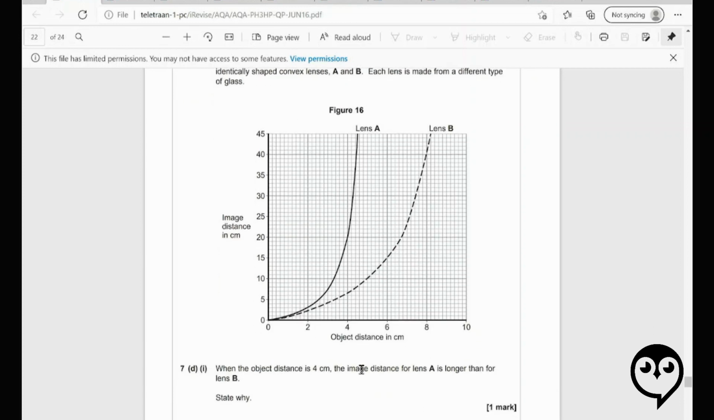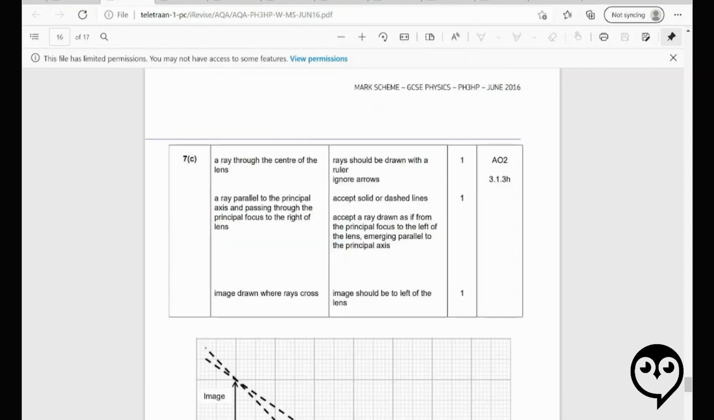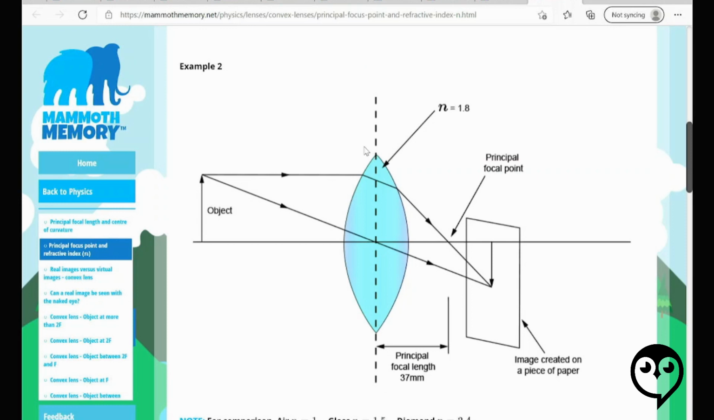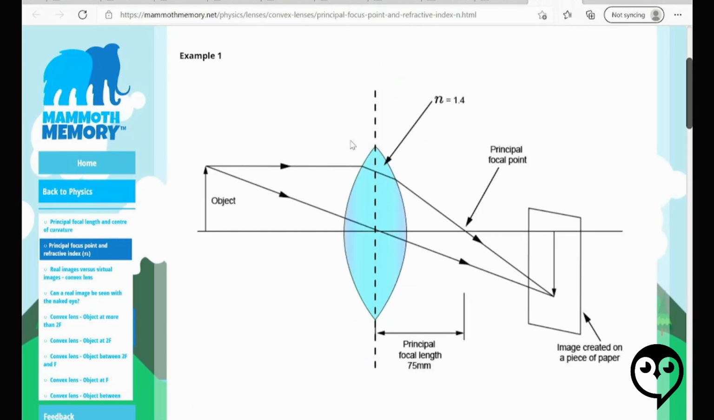What would you say if the image distance is longer for A than for B? Well, they say lens A has a greater refractive index. That makes it a more powerful or stronger lens. And we know, I would hope you have learned, that the relationship, the greater the refractive index, the shorter the focal length. You can see that illustrated on this page here.